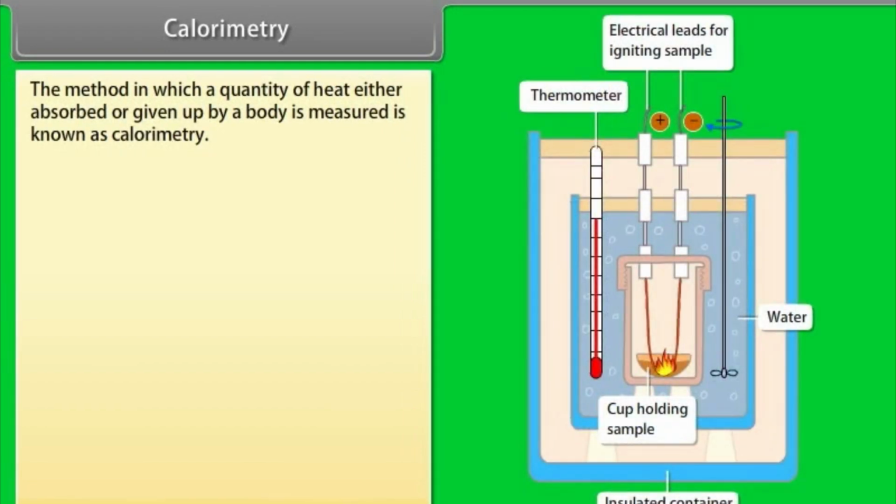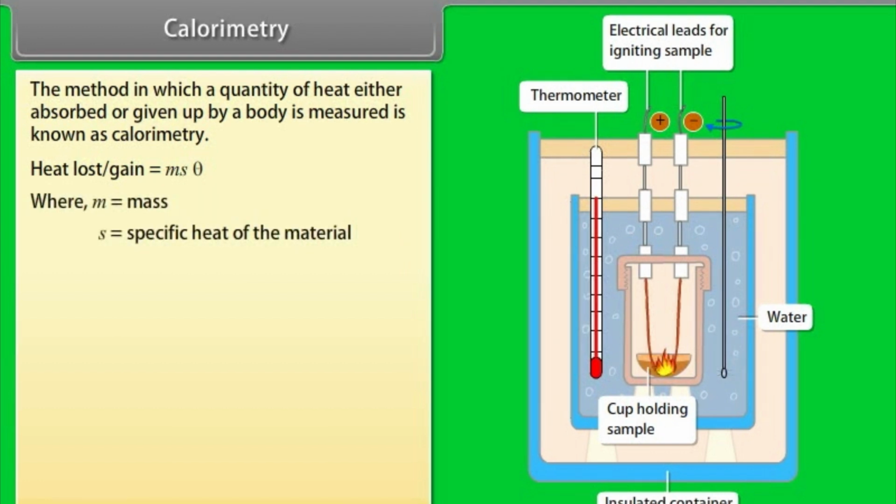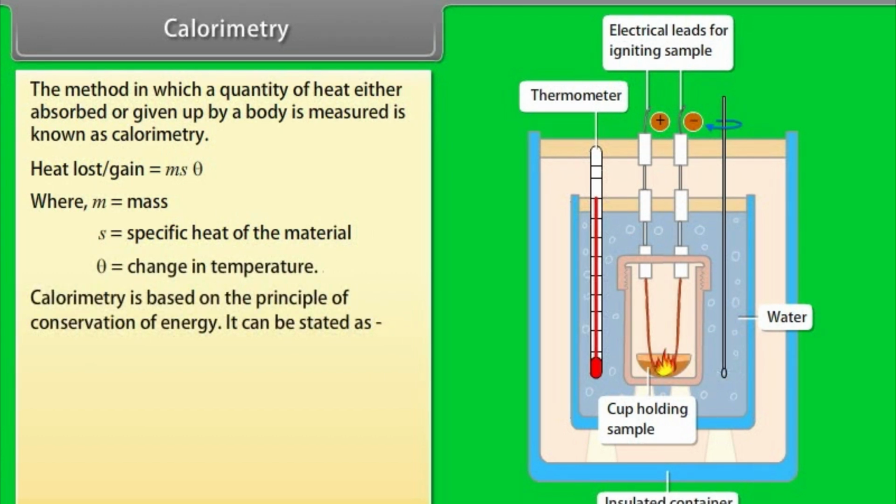Calorimeter. The method in which a quantity of heat either absorbed or given up by a body is measured is known as calorimetry. Heat loss or gain is equal to m s theta, where m is equal to mass, s is equal to specific heat of the material, and theta is equal to change in temperature. Calorimetry is based on the principle of conservation of energy. It states that heat lost by the hot bodies is equal to heat gained by the cold bodies.